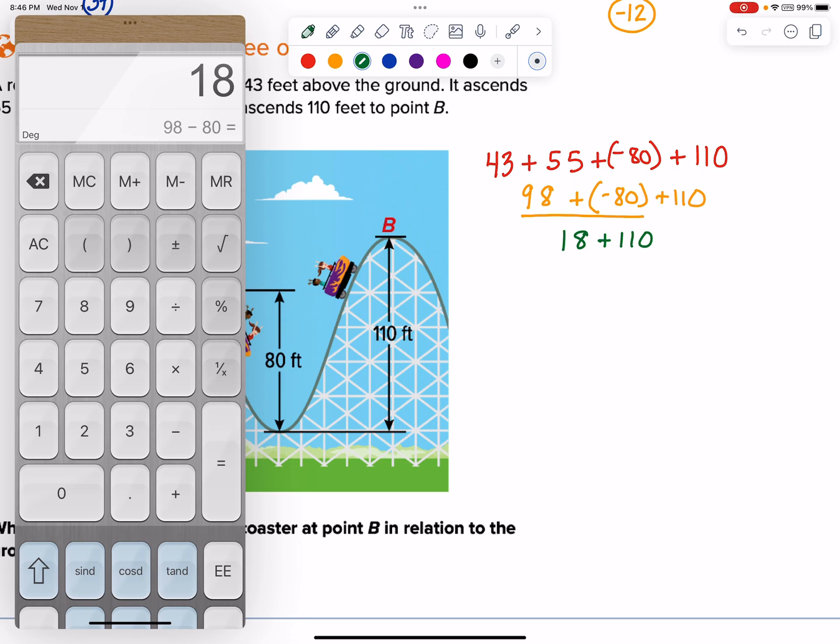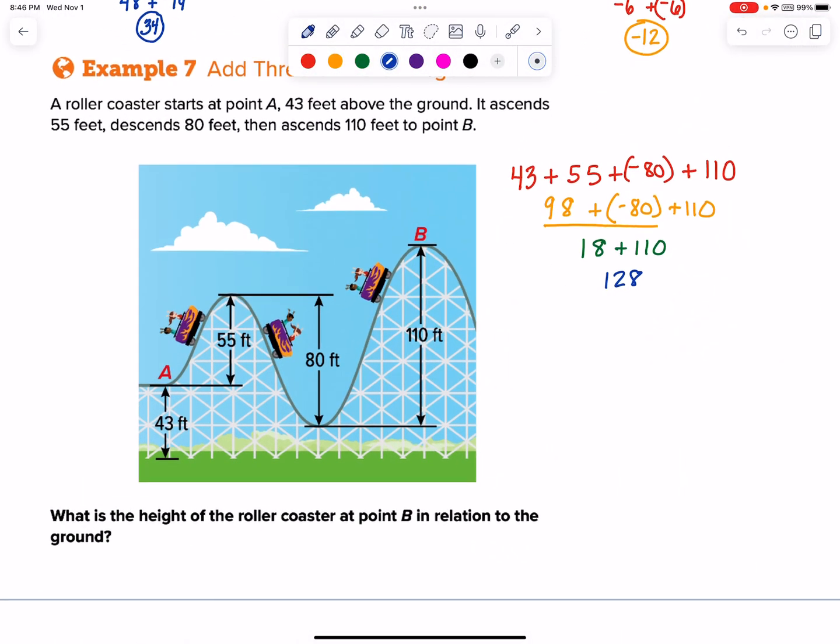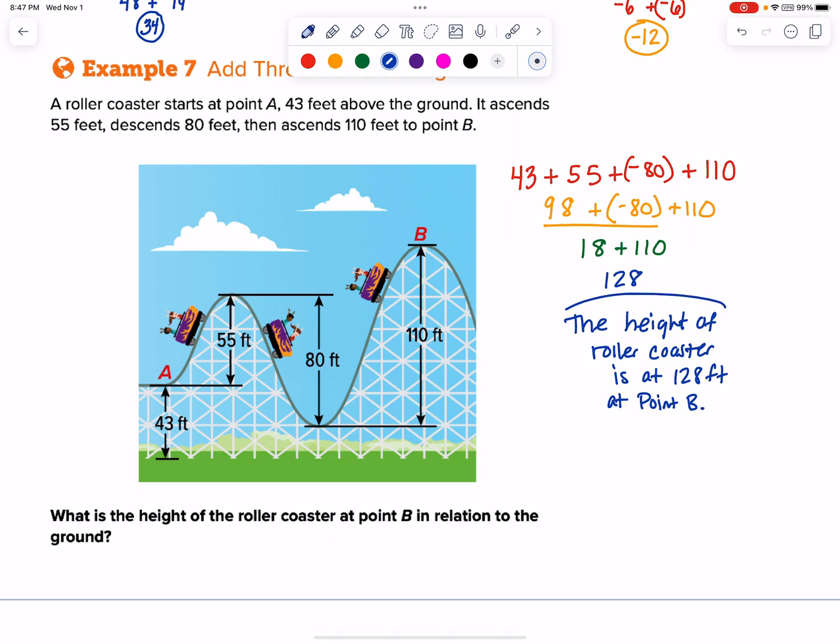So 18 plus 110 puts us at 128 feet. Let's see what the question actually asked. What is the height of the roller coaster at point B in relationship to the ground? So the height of the roller coaster is 128 feet at point B. And there's my answer.